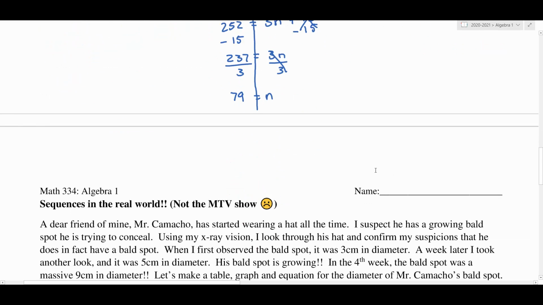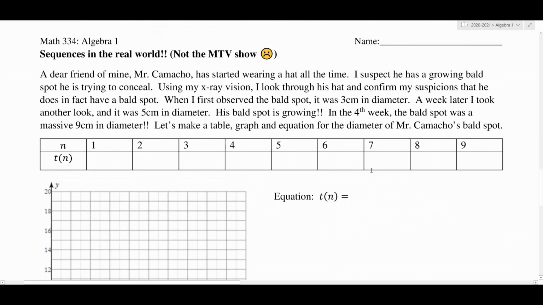All right. So let's go. Let's look at a real world application. I have a dear friend, his name is Mr. Camacho, and I've noticed that he started wearing a hat all the time. Like every time I see him now, he's always wearing a hat. There's only one reason that you would start wearing a hat all the time, and that's because you have a bald spot.